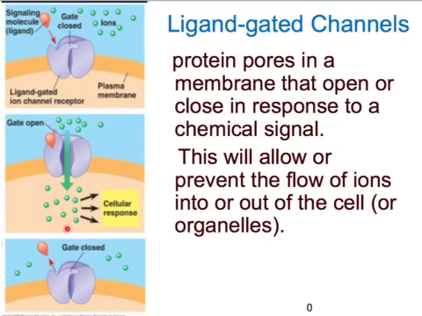Now the ions can flow through, and once the ions are inside, they're going to start off whatever the cellular response is supposed to be. When enough have gone through, the ligand is going to unbind and leave the protein, and the channel goes back to that closed position. Now, these ligand-gated channels can exist on plasma membranes, so they're leading into the actual cell or out of the cell, but they can also exist on the plasma membranes of organelles.